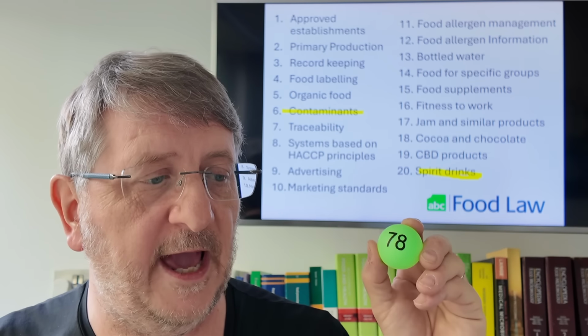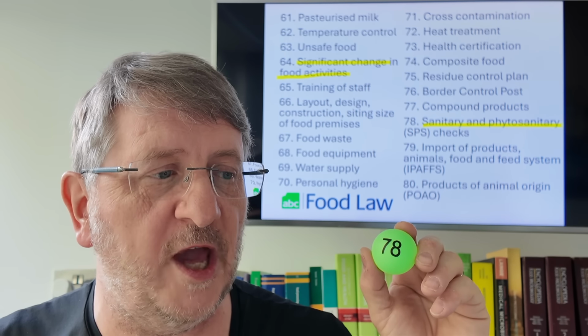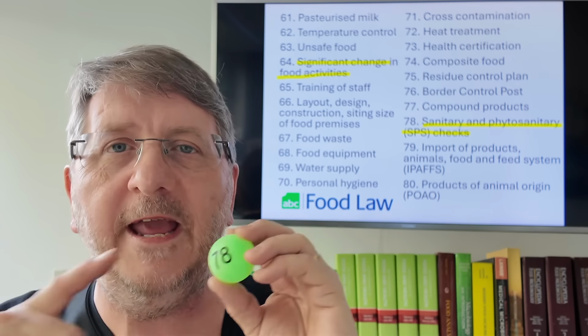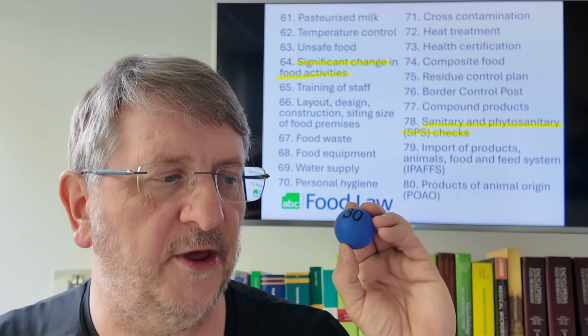Number 78. Number 78 is sanitary and phytosanitary checks. These are checks carried out on foods at the port of entry. So it's an import and export requirement. And then we have number 30.